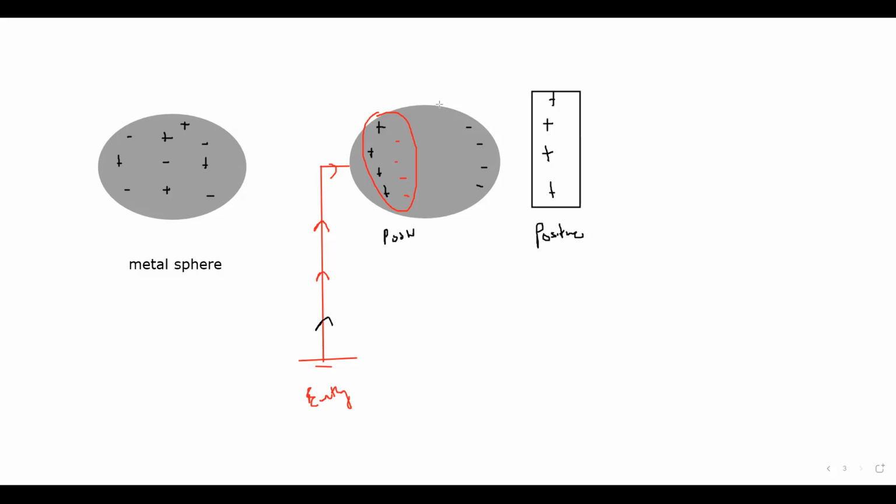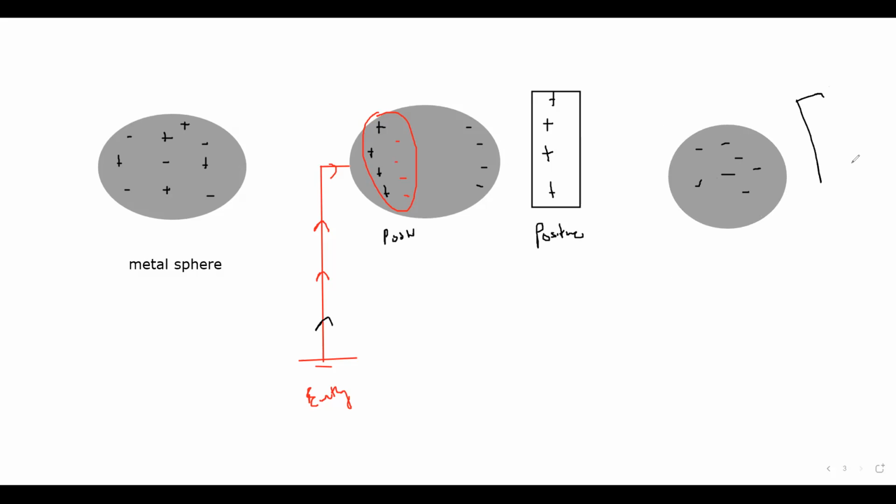As these electrons move towards the metal sphere, what is the resultant charge? What is the resultant charge here? There will be positive charges because positive cannot move, but the resultant charge will be negative.